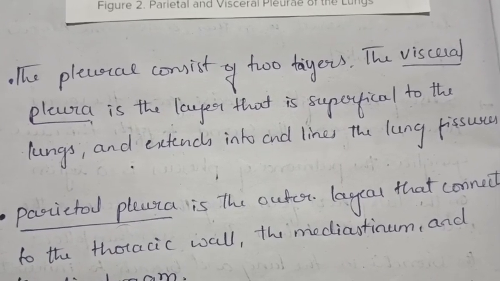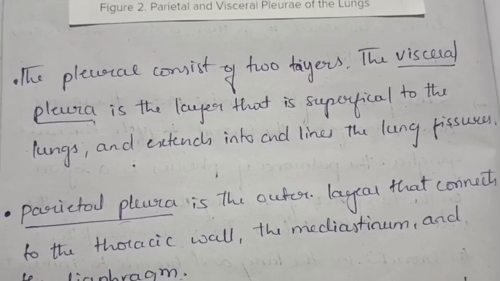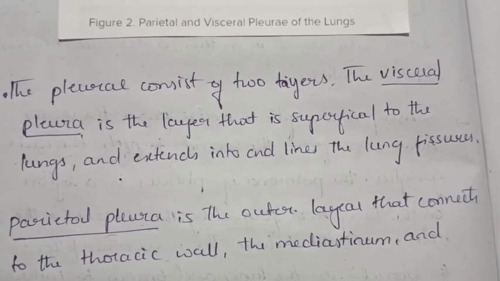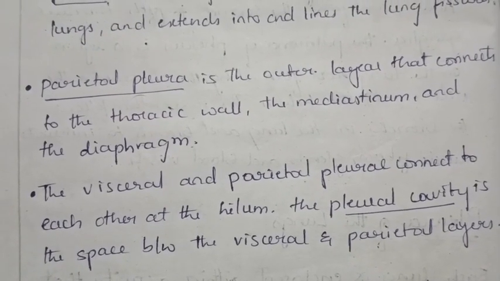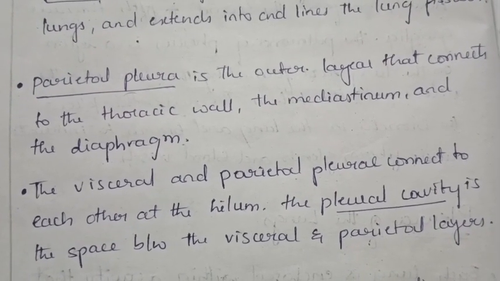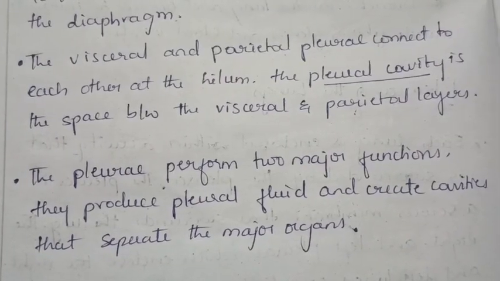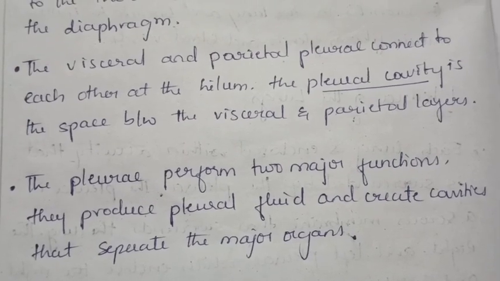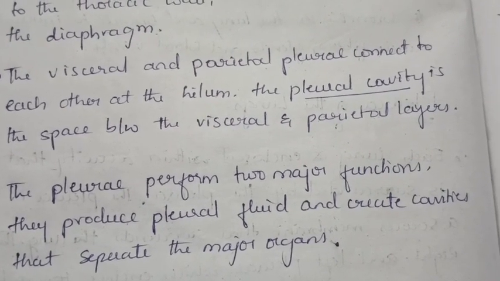The visceral pleura is a delicate layer that lies superficial to the lungs and extends into and lines the lung fissures. The parietal pleura is the outer layer that connects to the thoracic wall, the mediastinum, and the diaphragm. The visceral and the parietal pleura connect to each other at the hilum. The pleural cavity is the space between the visceral and the parietal layers.